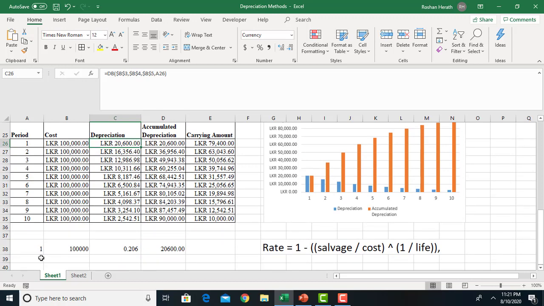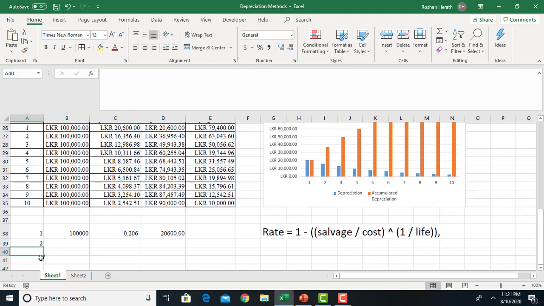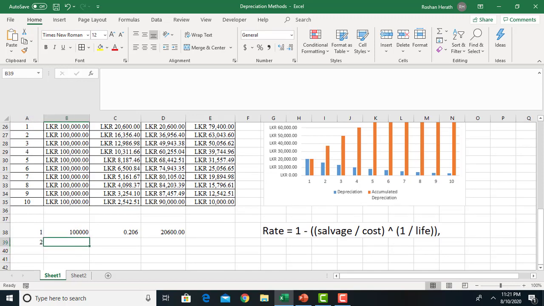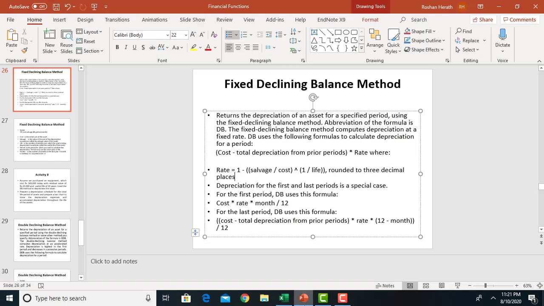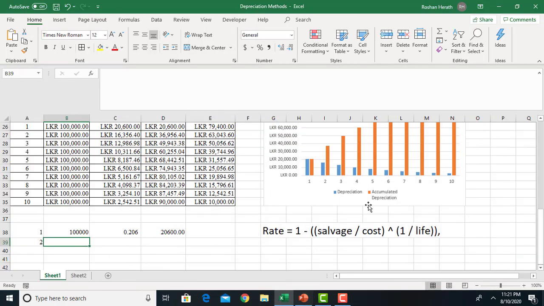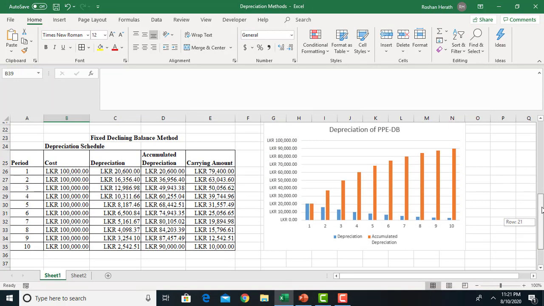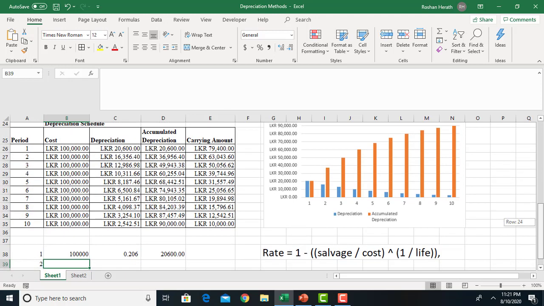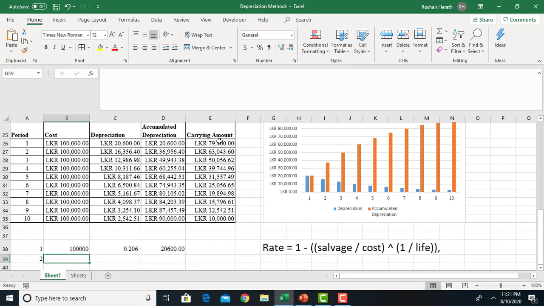Then similarly, if you try this for the second year, you can see that the second year you have to take the carrying amount, the cost minus the depreciation. So when you come to the second year, at the beginning of the period, the carrying amount is going to be 79,400. The carrying amount at the end of the first year is the carrying amount at the beginning of the second year.